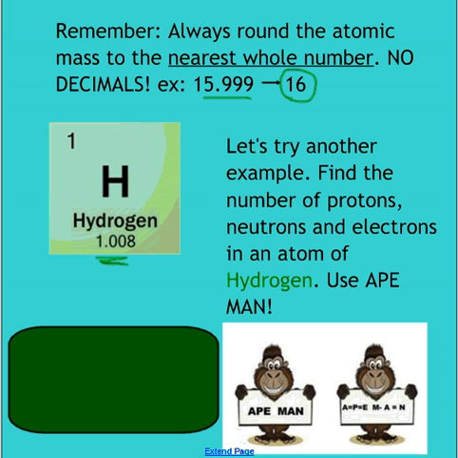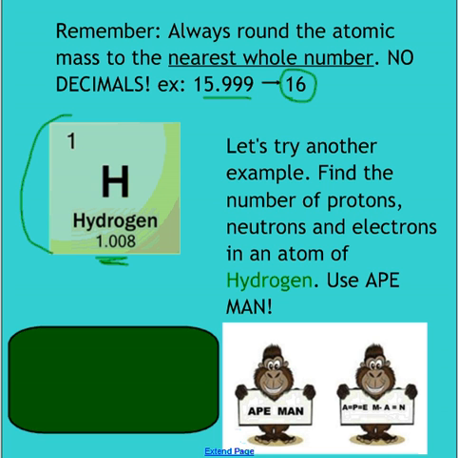So let's move on. Let's try an example. Here's hydrogen. This is how it looks on the periodic table. And we're going to find the number of protons, neutrons, and electrons in an atom of hydrogen. And we're going to do that by using 8-man. So 8-man is here. It's down below to remind you. A equals P equals E, and M minus A equals N. So I want you to put this in your notebook and write it down and go through it with me as I do it so we can figure out the number of subatomic particles that hydrogen has.